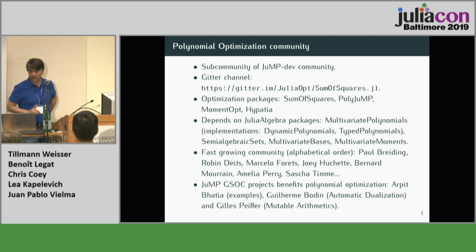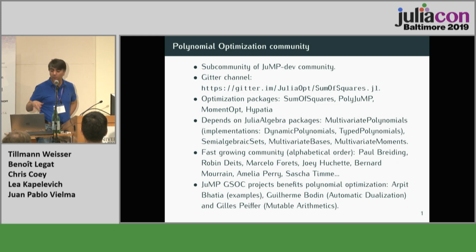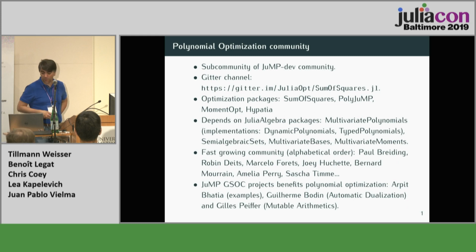There's a reason why there's 2 channels. There's a slight difference, and mainly it's because everything that has to do with sum of squares or polynomial optimization is also very strongly linked to other packages related to algebra and polynomials in the Julia ecosystem. So in some sense, it's a combination. And some of the packages related to sum of squares are SumOfSquares, PolyJuMP, which takes care of polynomial optimization in JuMP that Benoît will explain in detail, moment optimization that Tillmann will talk about, and Hypatia, which is a pure Julia interior point solver that can solve this problem much more efficiently.